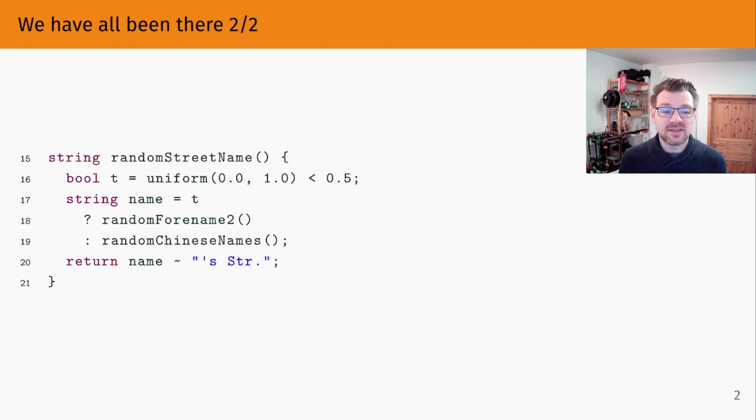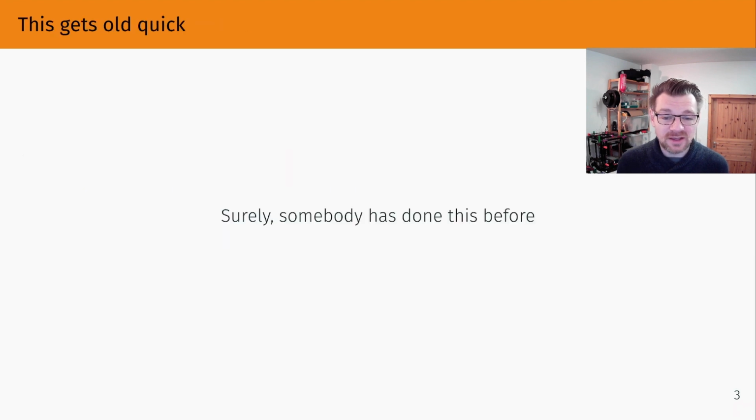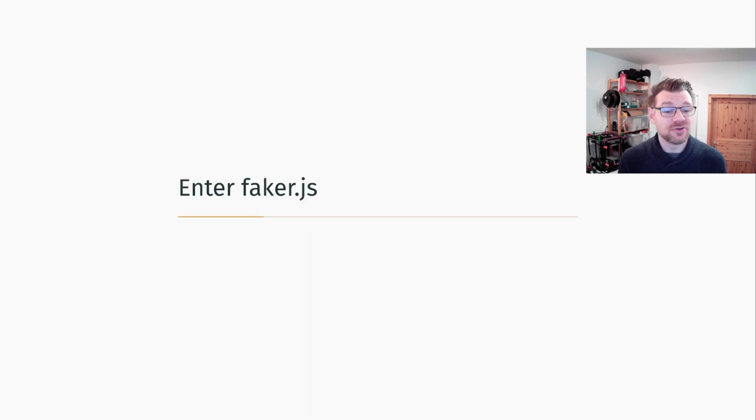And then suddenly you think, oh, I can be smart, so maybe I can create a street name by combining one of the name functions that you have created with a suffix. And obviously you can do that, but this surely gets annoying very quickly. And you think, surely somebody has done this before. And somebody has. There's an awesome project called faker.js. And as the suffix implies, it's the JavaScript project.